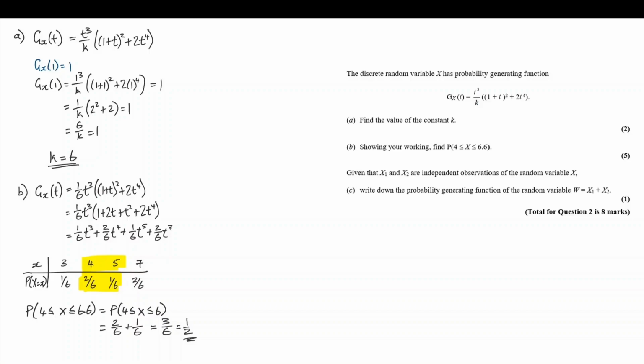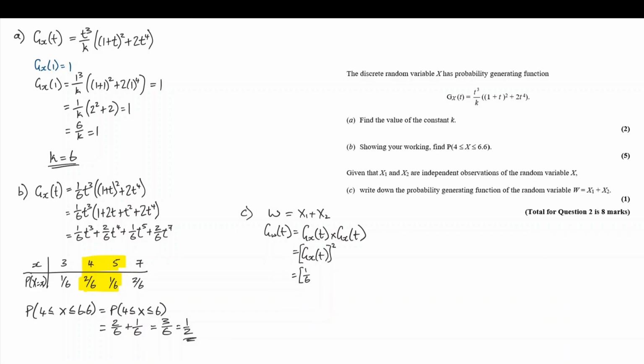Next, we're told that there are two independent observations of the random variable, x1 and x2, and we're asked to write down the probability generating function of the new random variable W, which is the sum of those two. Well, let's just write down the combination here. W equals x1 plus x2. The generating function that represents the sum of two random variables is the product of the two generating functions for that particular random variable. So in this case, the generating function for W is going to be the generating function for x multiplied by the generating function for x, otherwise known as squaring.